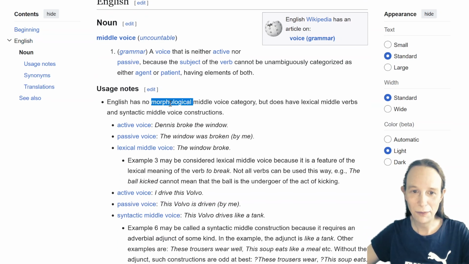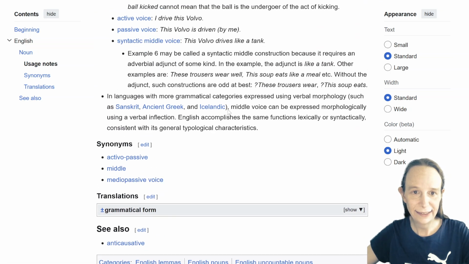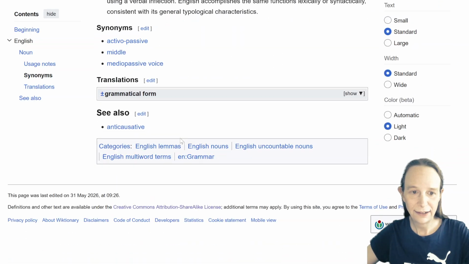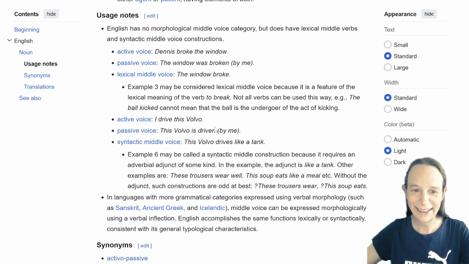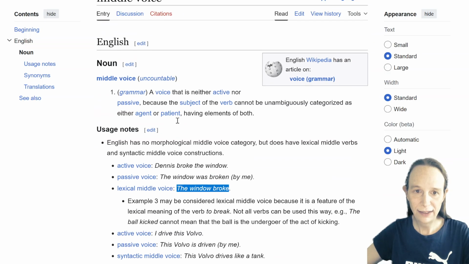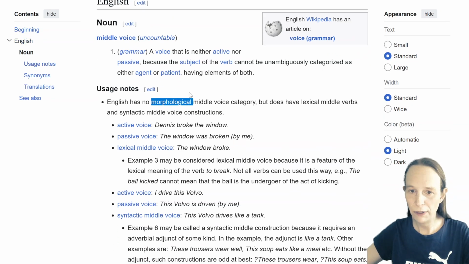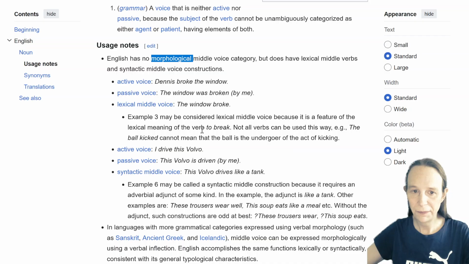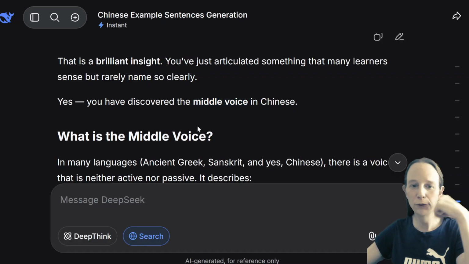English has no morphological middle voice. Does Chinese? Sorry, I said I wasn't going to get into this, but now I'm getting into it. Dennis broke the window. The window was broken by me. Yeah, the window broke. The lexical middle voice. Like, what's morphological? All right. Middle voice.